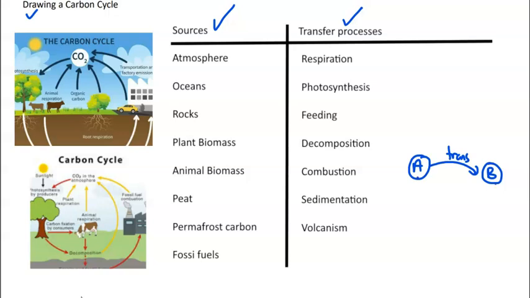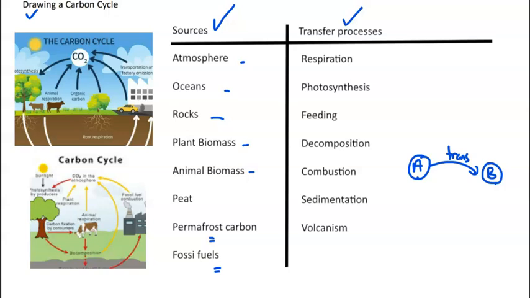When we look at the sources, most of them you'll be very familiar with: the atmosphere, oceans, rocks such as limestone, plant biomass, animal biomass. Peat is decomposing plants, carbon locked in the permafrost, and of course the well-known fossil fuels such as oils and natural gases.